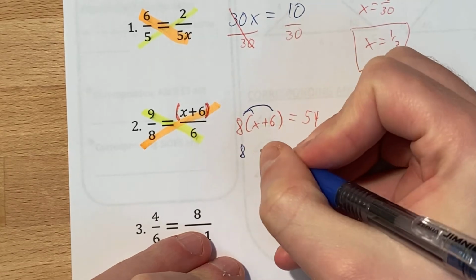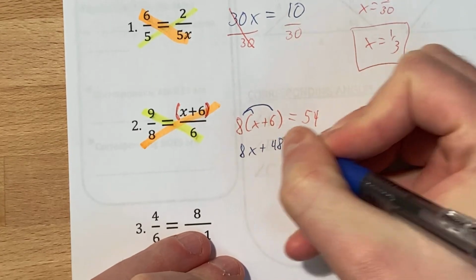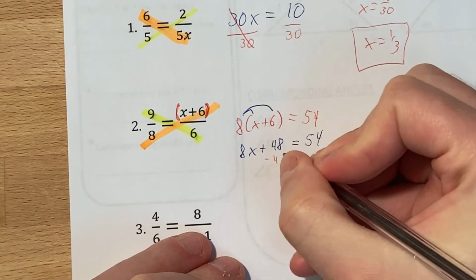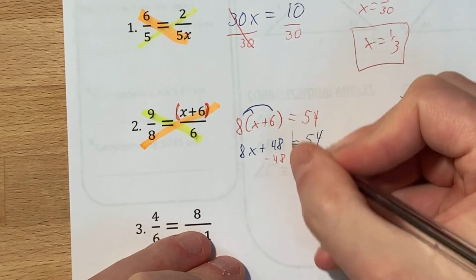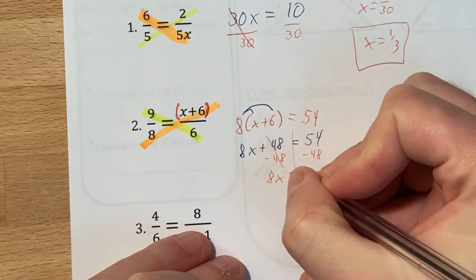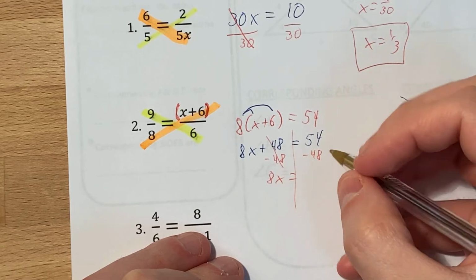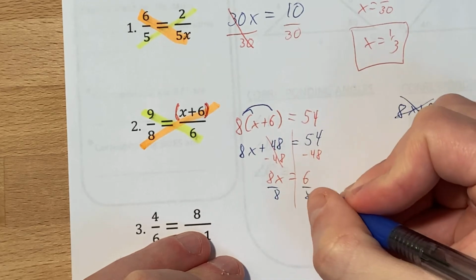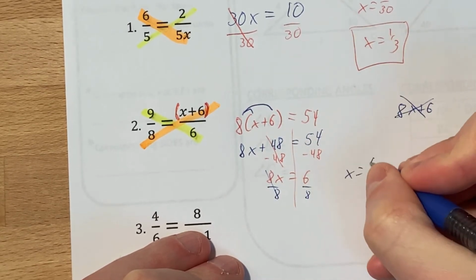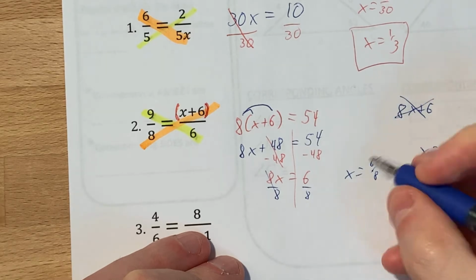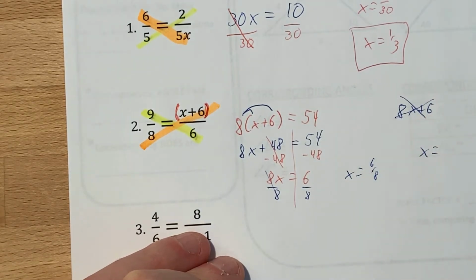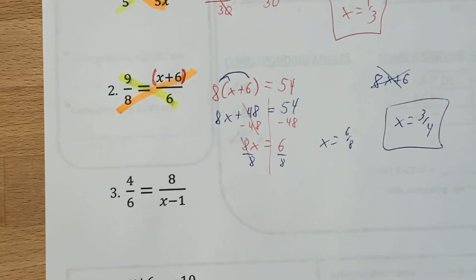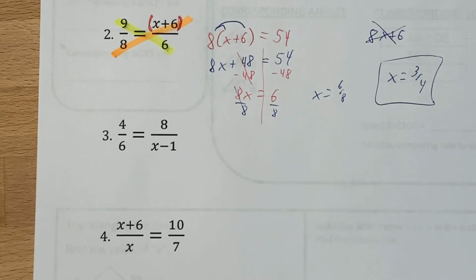So you don't get 8x plus 6, you get 8x plus 48, which is a huge difference. And then you would solve from there. This is going to be 6. So x equals 6 over 8, which simplifies by 2 to 3/4. So that's all you need to know to try number 3. So pause and try number 3.